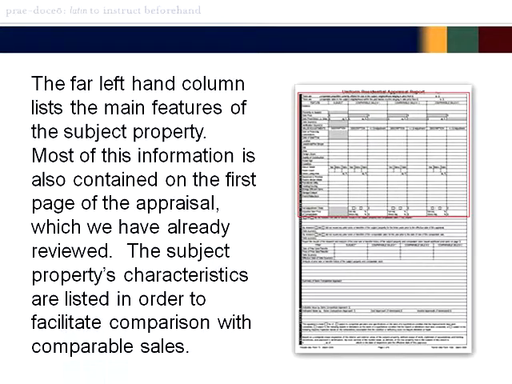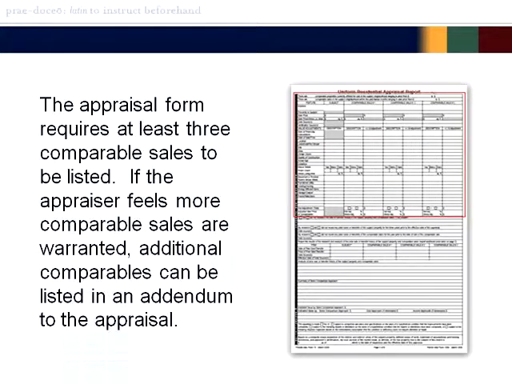The far left-hand column lists the main features of the subject property. Most of this information is also contained on the first page of the appraisal, which we've already reviewed. The subject property's characteristics are listed in order to facilitate comparison with other comparable sales. The appraisal form requires at least 3 comparable sales to be listed. If the appraiser feels more comparable sales are warranted, additional comparables can be listed in an addendum to the appraisal.